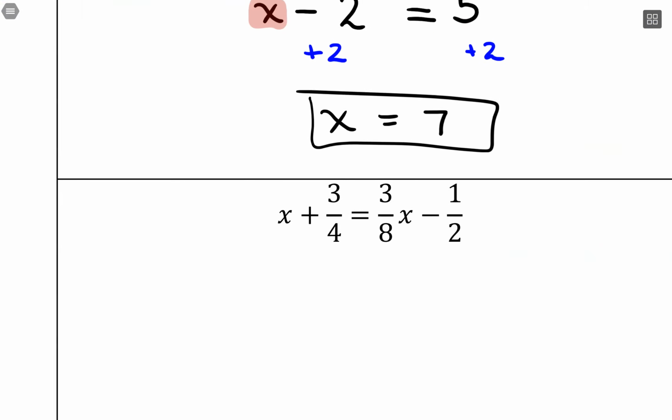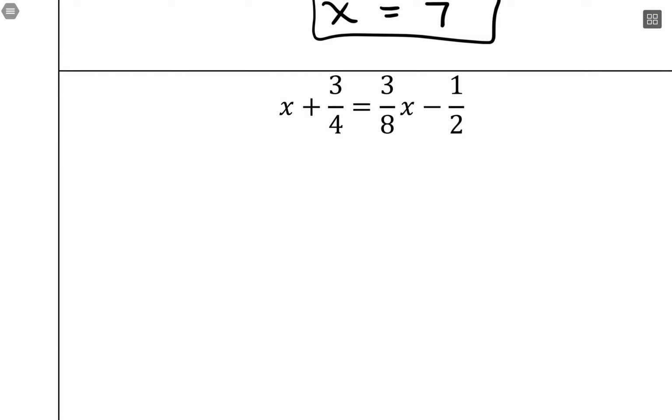All right, one more example here with fractions, and this one's just a little messier, but same idea. First thing I would do is look for the least common denominator. So my denominators are 4, 8, and 2, which is exactly the same as we just did in that last example. So our least common denominator is going to be 8 again. So I'm going to multiply everything by 8, and my pieces are x, and then this 3/4, and then there's my equal sign, then there's the 3/8 x, and then there's this 1/2 right here as well.